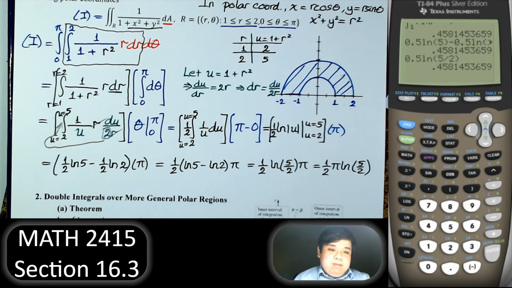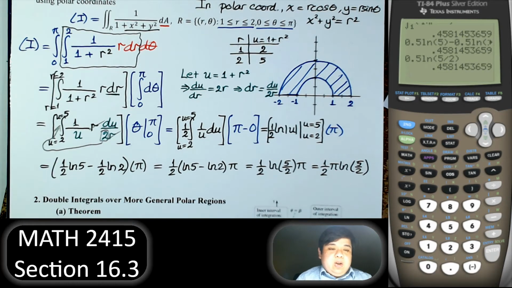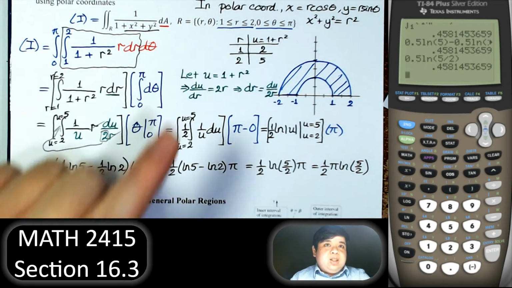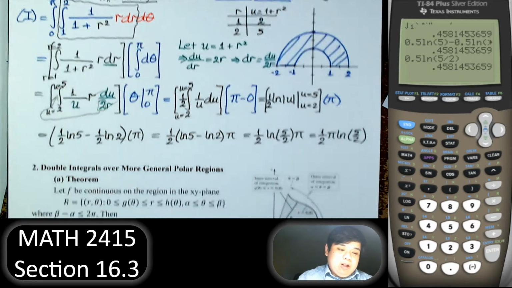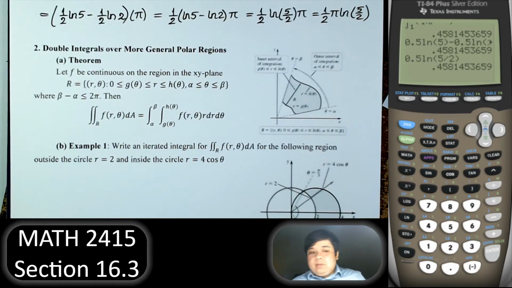So it's not that bad, right? Usually when the region is something that is nice in polar, it's easy to convert everything to polar. Right, let's go to something more complicated.